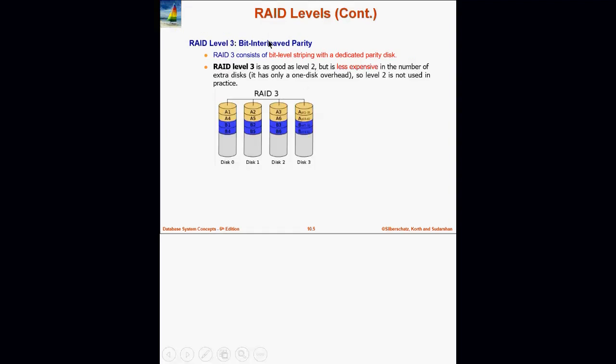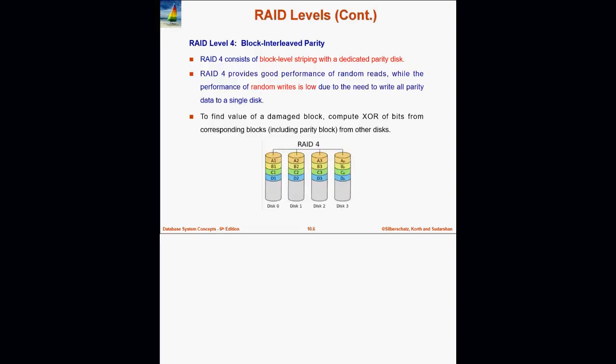RAID level 3 is going to be bit interleaved parity. In the previous one, we had the error correction code along with the original information. Here, we have a parity bit along with the original information. So we have information block striped in 3 disks, right from 0 to 2. In the last disk, we have the parity bit for each block. And in level 4, we have block interleaved parity.